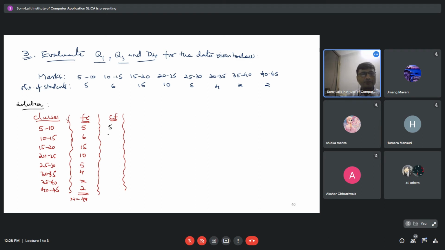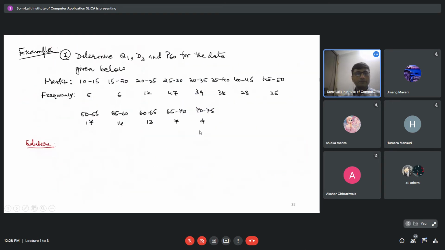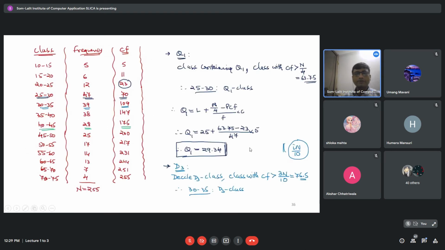This is 6, 11, 26, then 36, then this is 41, this is 45, this is 47, and this is 49. So first you are going to calculate Q1. You are doing it for grouped data. So how we'll do it, as we did in question number 1. I'll just show you how we did the first question. This one. Okay.